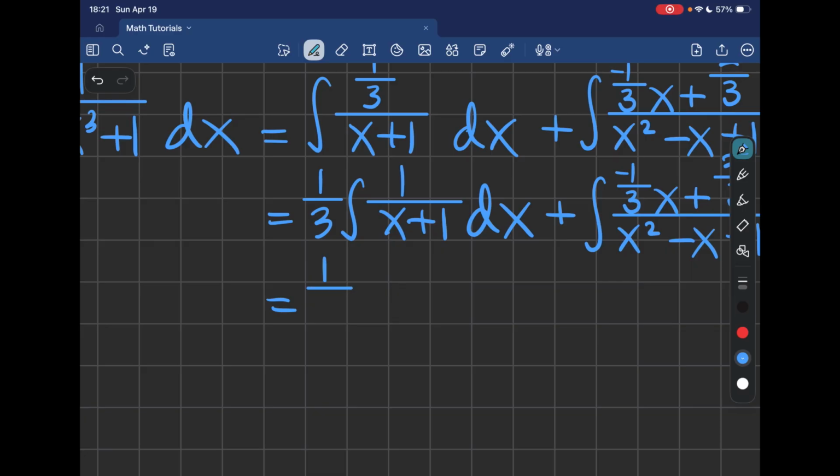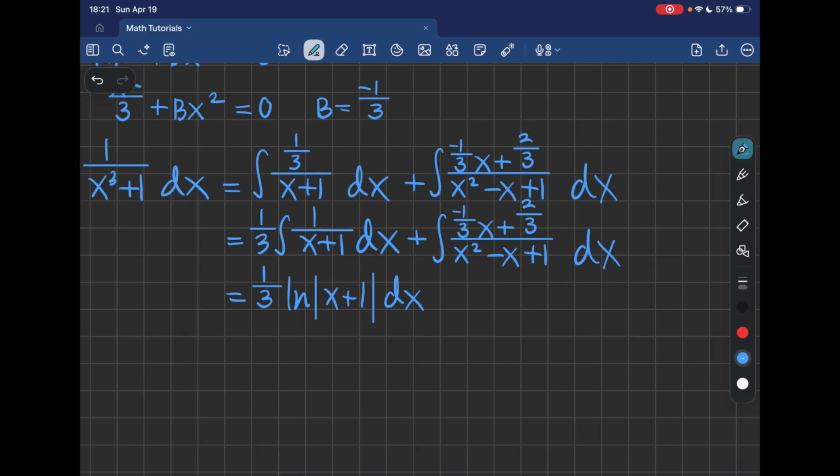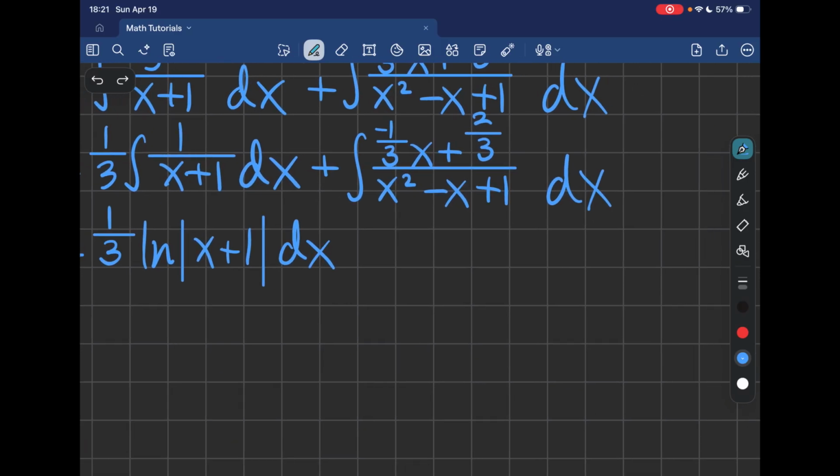We have 1 over 3. And that is just, yeah, ln absolute value of x plus 1 dx. Remember, we put the absolute value signs here because we just want to make sure that whatever is inside the ln is greater than 0, right? And from here to here, well, that is in the formula booklet. So yeah, it's very straightforward.